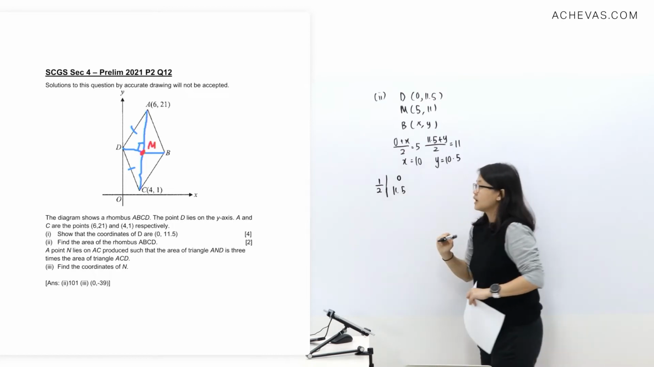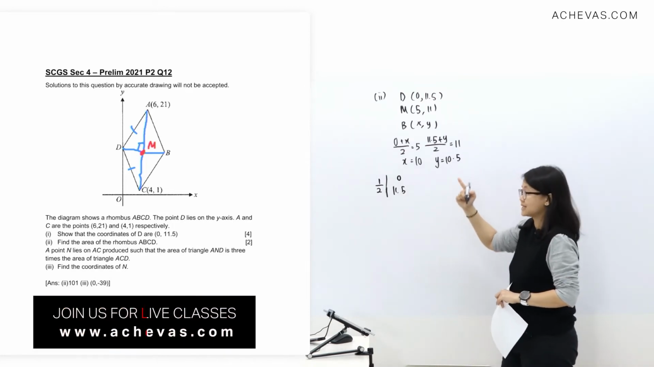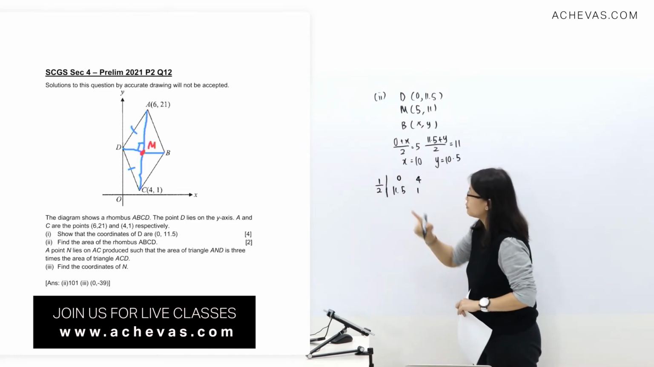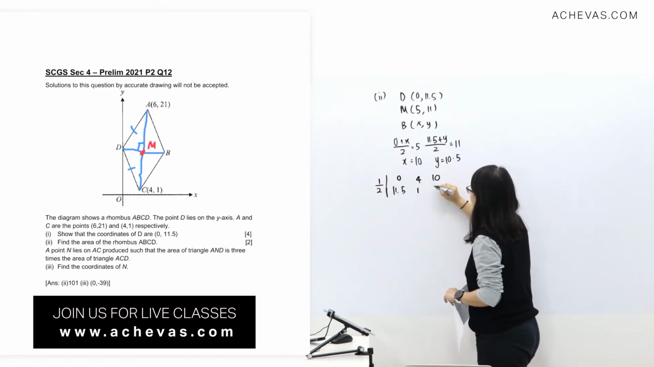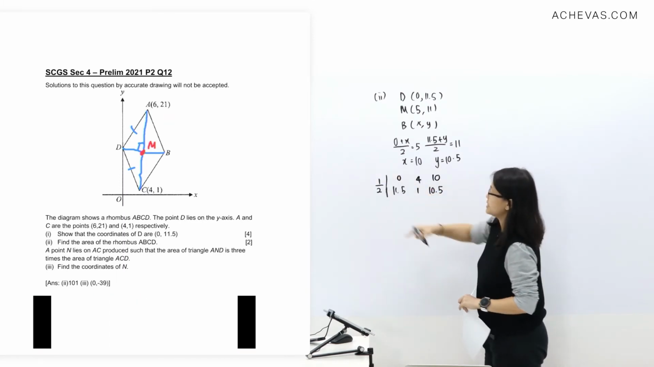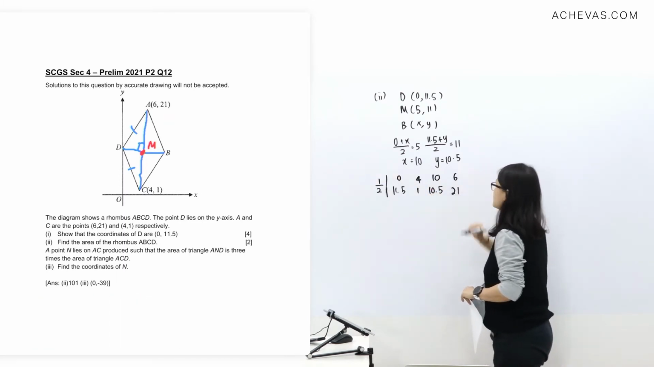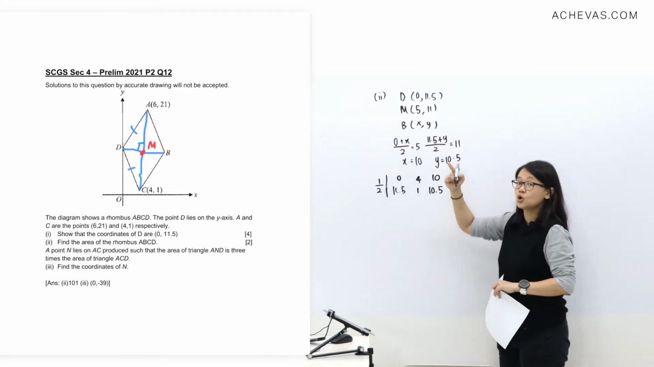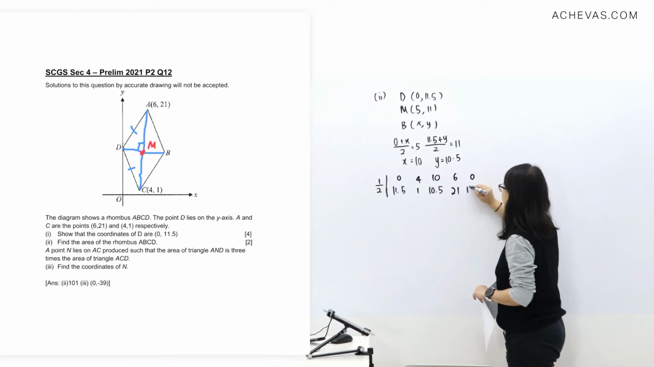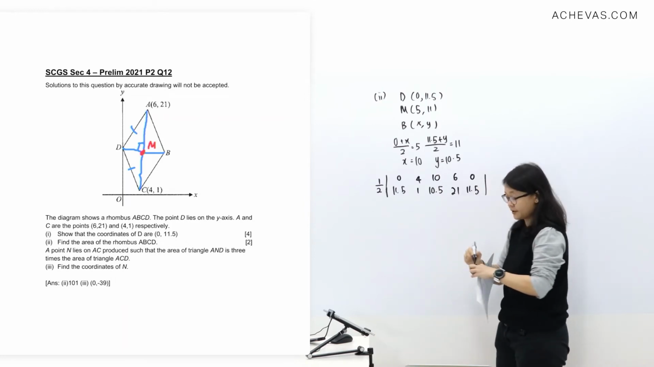Okay. Let's turn in the anti-clockwise direction. So we have 4, 1. And then we have point B, which is this one, 10 and 10.5. The next point, A, we have 6, 21. Remember to close back the polygon, so let's go back to D. We have 0 and 11.5 again.